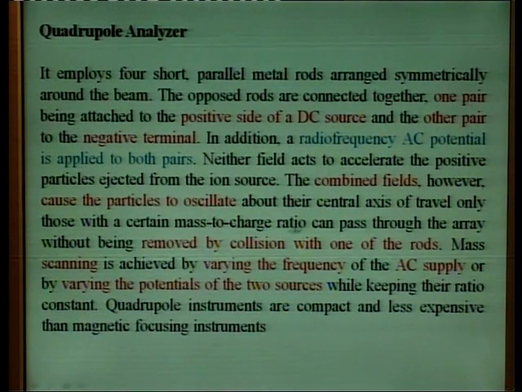During oscillation, only a certain mass to charge ratio can pass through the array without being removed by collision with any of the rods. The mass scanning is achieved by varying the frequency of the AC supply and varying the potential of the two sources while keeping the ratio constant. Quadrupole instruments are compact and less expensive than the magnetic focusing instruments, but resolution is lower.